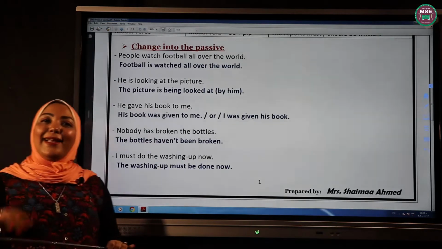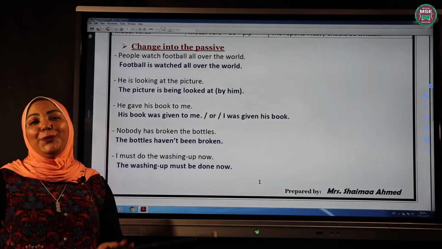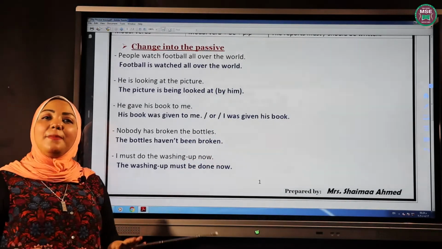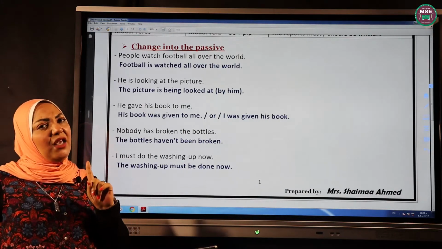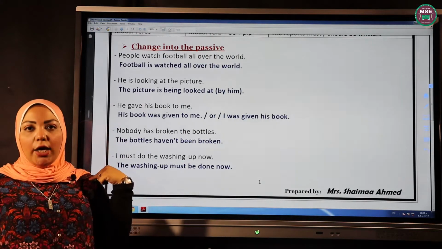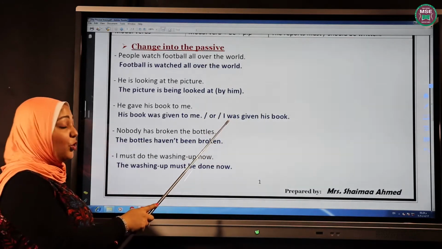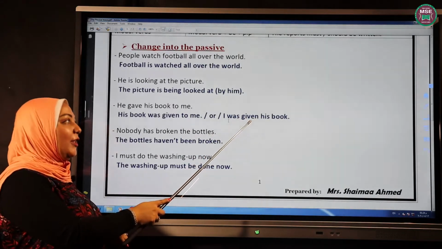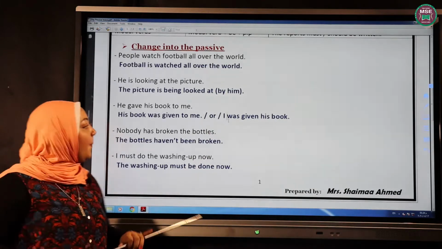Okay, what about the second object, which is me? Me here is an object pronoun. When I start with it at the beginning of the sentence, it becomes a subject pronoun. So I will start not saying me, I will start saying I. So I, and then the same steps, verb to be in the past, was, and then the past participle given, his book. I was given his book.